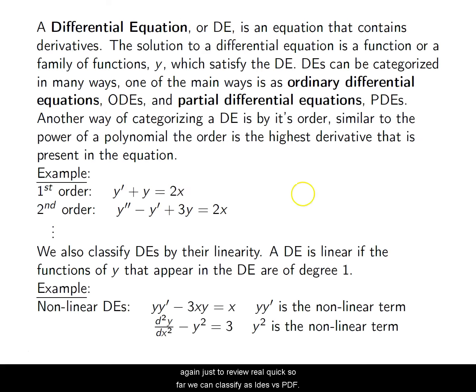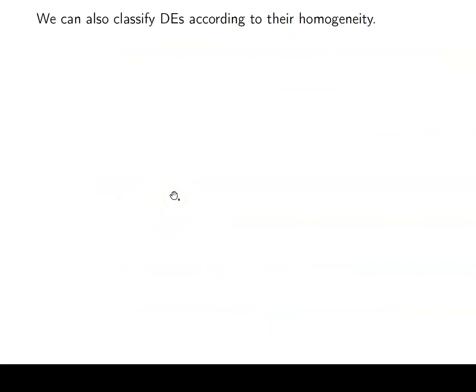So again, just to review real quick, so far we can classify DEs as ODEs versus PDEs, classify them according to their order, or classify them as linear versus non-linear. Okay, so again, these are two nonlinear. Both of these are linear forms, right? So homogeneity is another way.